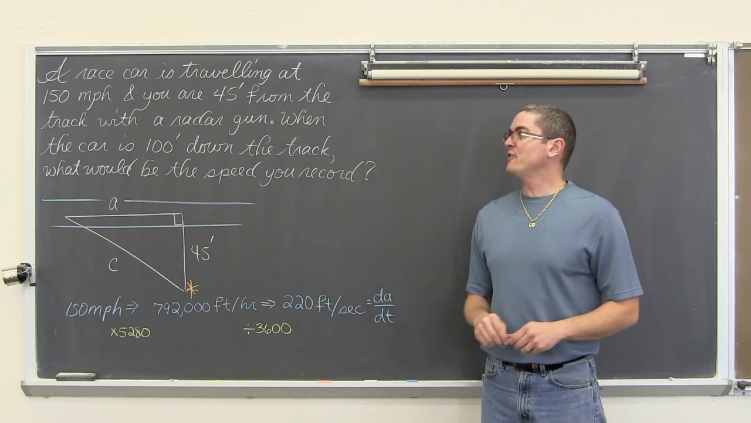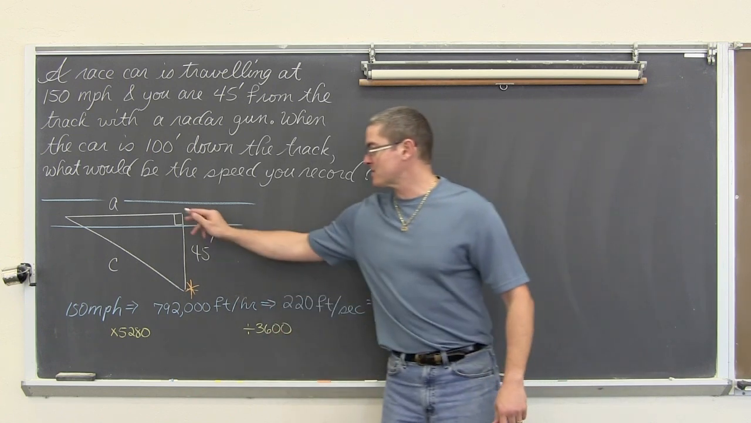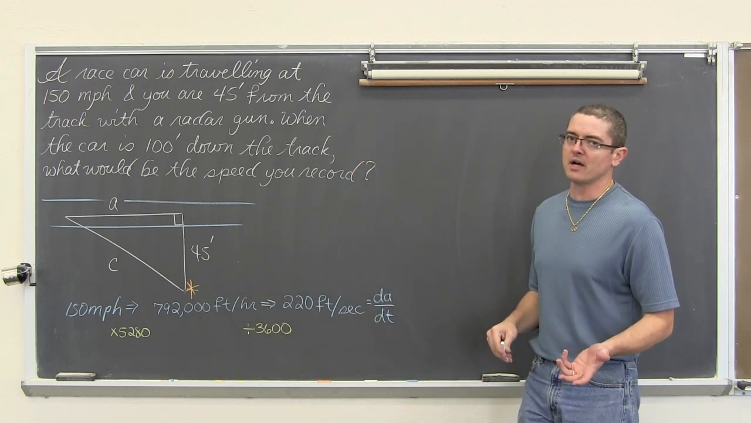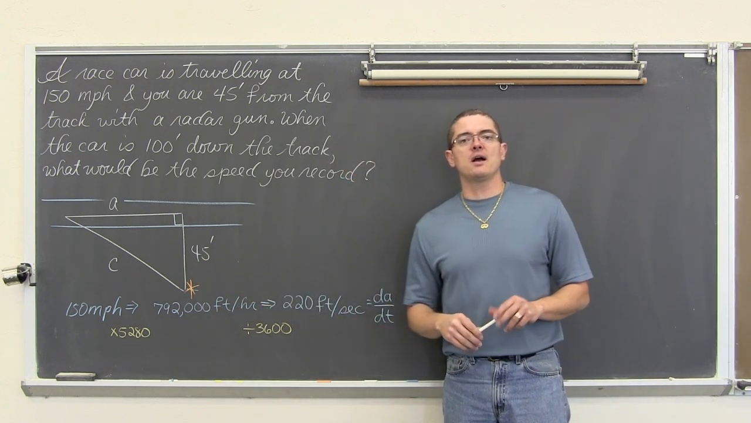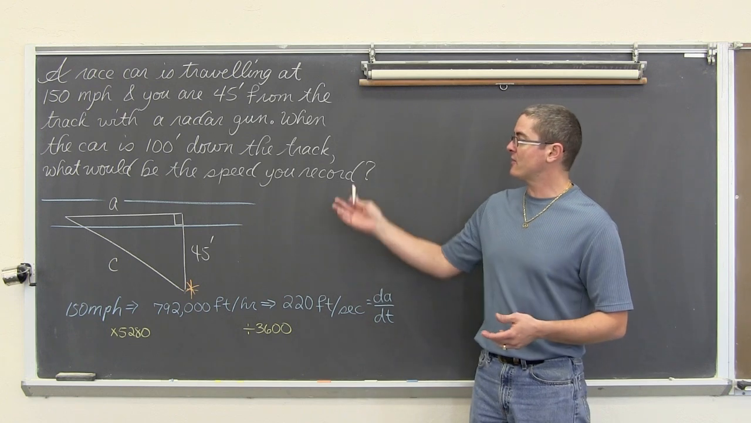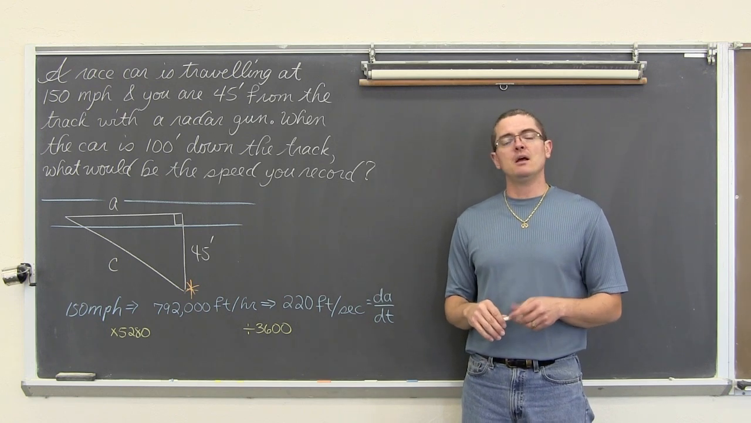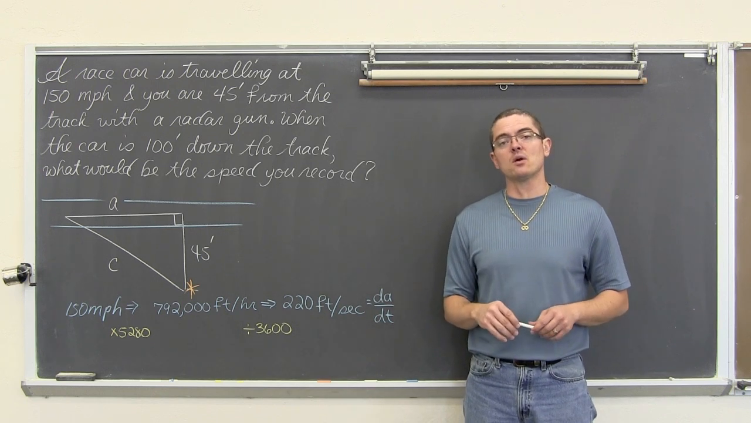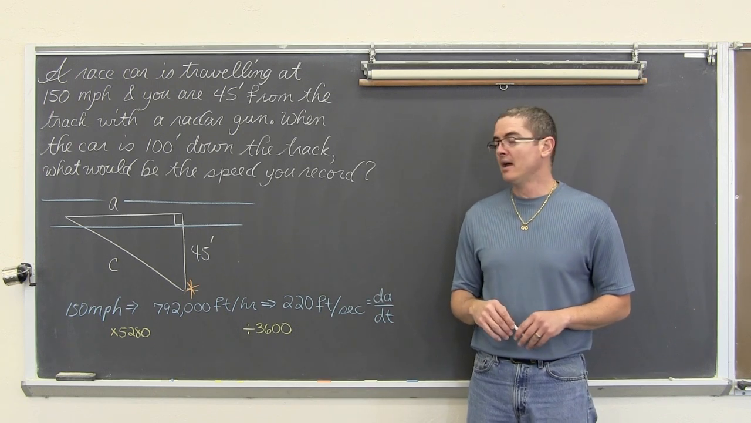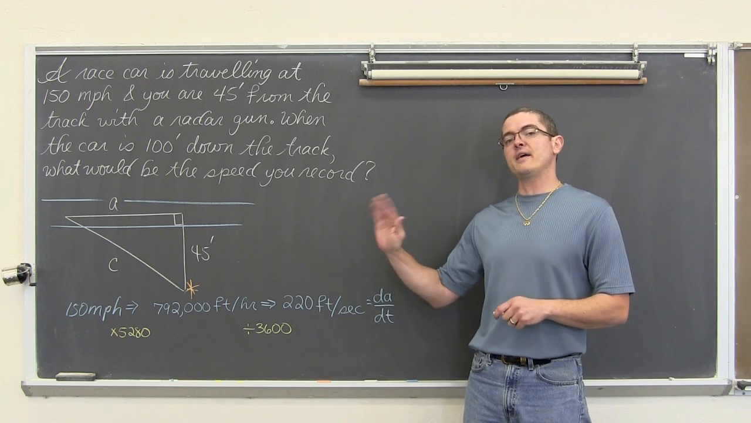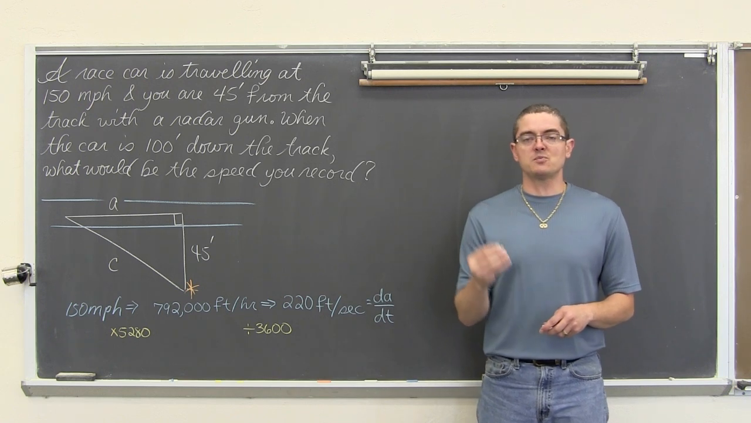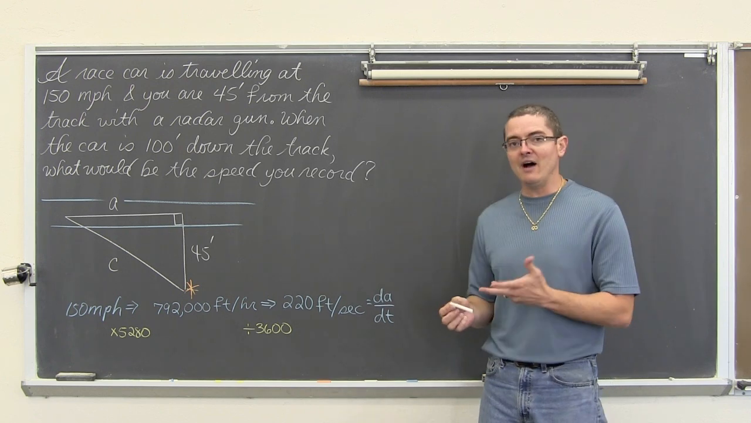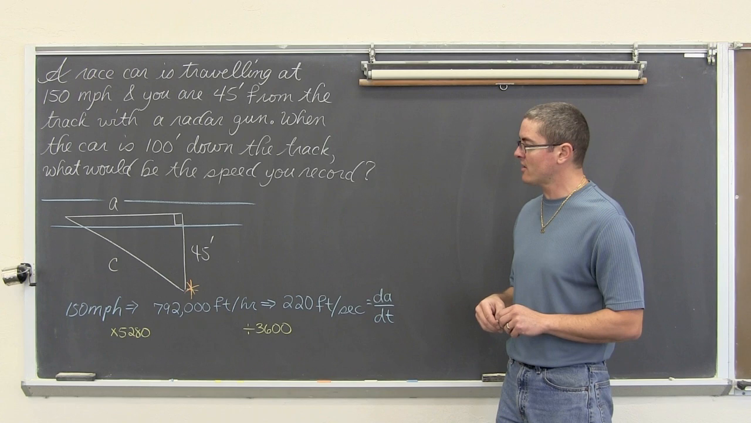A race car is traveling 150 miles an hour and you're 45 feet from the track. So here's the track in blue and you're over here at this orange asterisk with a radar gun. When that car is 100 feet down the track, what speed will you record if the car is actually going 150? Well, it's not coming directly at you, it's at an angle, so you're going to record a slower speed than the car is actually traveling. And the closer that car gets and the more off angle you are, the slower the speed you will record. So when we have this scenario, how fast will the speed record on the radar gun?